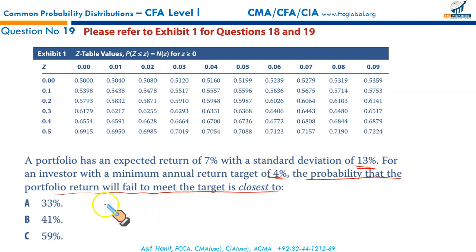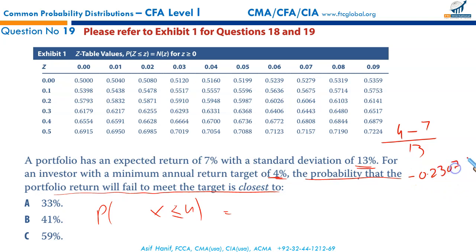We are looking for the probability of X being less than 4. So we need to first convert this into a z-score. It's going to be 4 minus the mean upon the standard deviation, that is 13. So 4 minus 7 upon 13. It's a negative number, negative 0.2307. So what we're talking about is that the region is somewhere here.